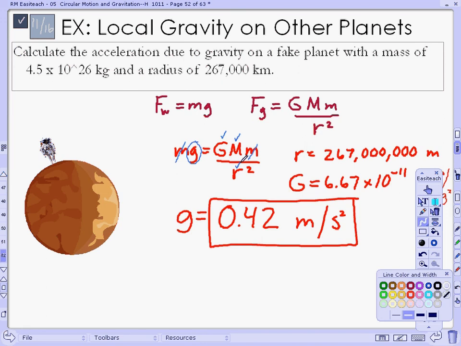So a conceptual question that might be asked would be something like, what are the variables that affect the acceleration due to gravity on another planet? And you would say that it was the radius of the planet or the size of the planet that matters, and you would say the mass of the planet matters, but the mass of the object doesn't matter. Just like on Earth, the acceleration is always 9.8 meters per second squared toward the center of the Earth, regardless of the mass of the object.